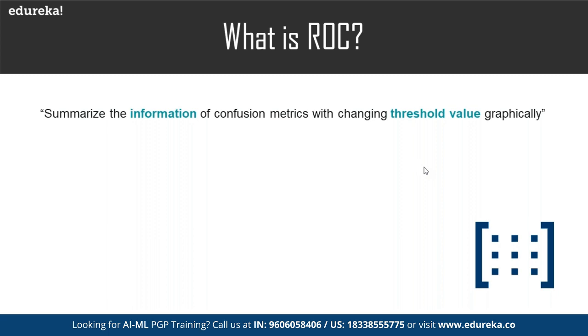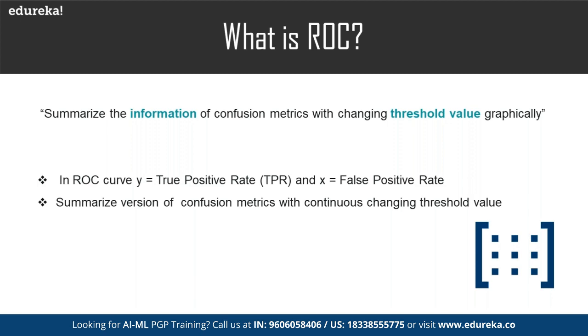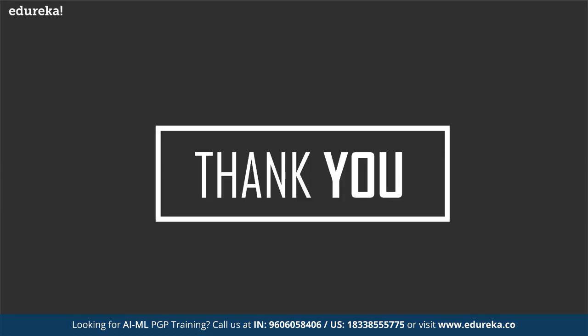And as we go on to project onto the latent space of the data set, I mean to say the space, we get to create the graph there. Such a curve we call a receiver operating characteristic curve, or ROC curve. Okay, and in our ROC curve, y is equal to true positive rate, I talked about it already, and x is equal to false positive rate. So we summarize the versions of confusion matrices, the different versions of confusion matrices with continuously changing threshold values.